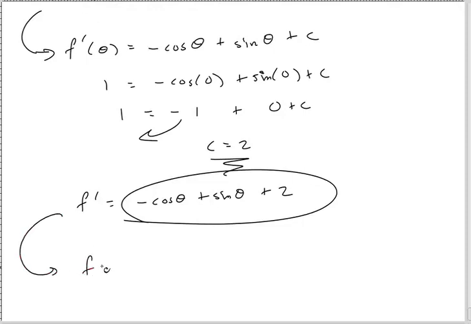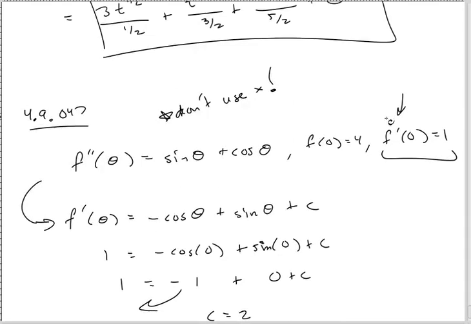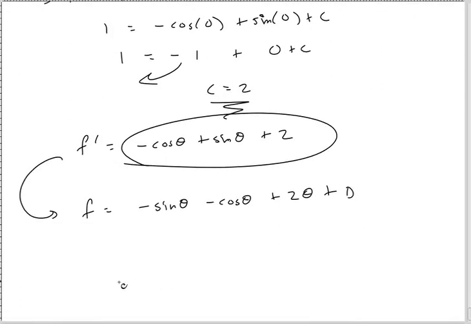One more time, f. So my integral of negative cosine is a negative sine, and then my sine will go to that negative cosine business, like the last one. 2 gets an x. Whoa, whoa, whoa. He gets a theta. And then a plus d. So now we get to use this guy here. Now it's equal to 4. So I've got 4 is equal to all this whenever you're plugging in a 0.